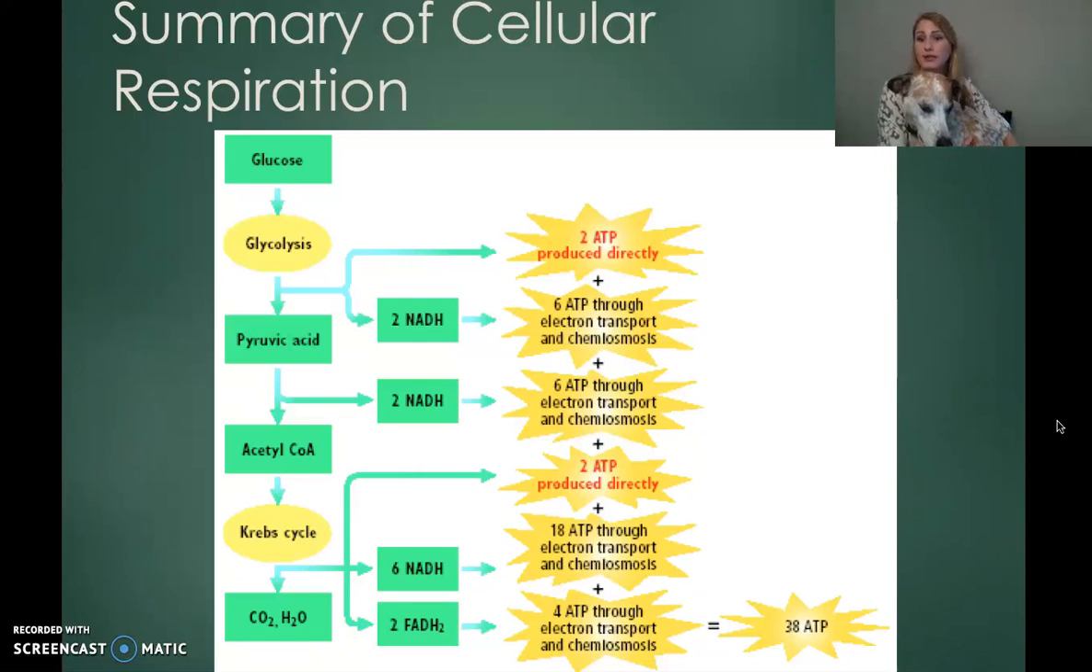Now unfortunately we are not perfect. Sometimes we don't get as efficient as we need to be, so we often only make like 34 or 36 ATP, but on the rare occasion when everything does go according to plan, we'll get 38 ATP total.